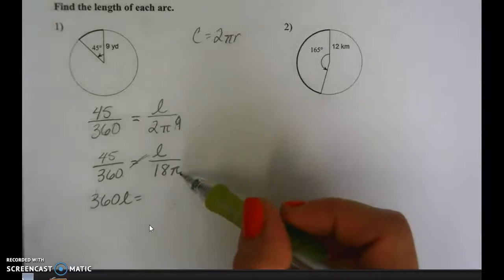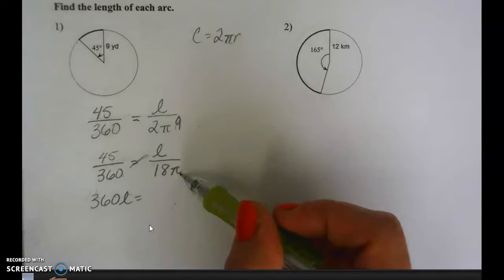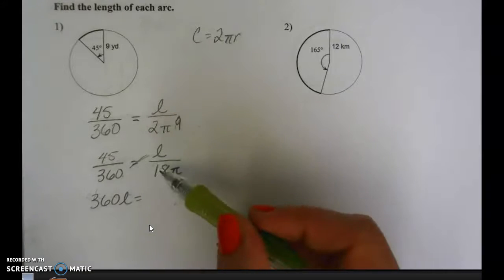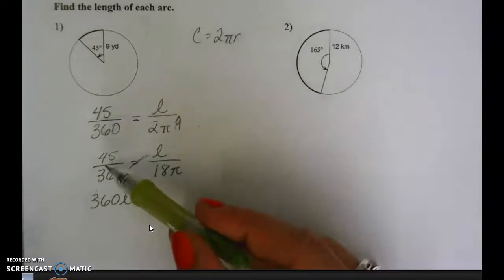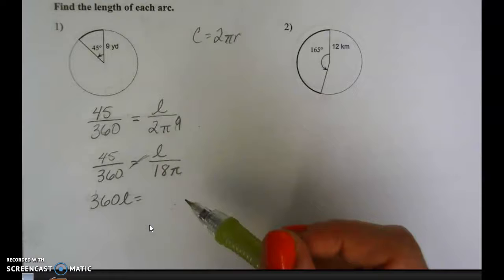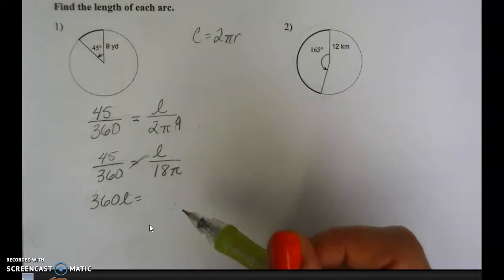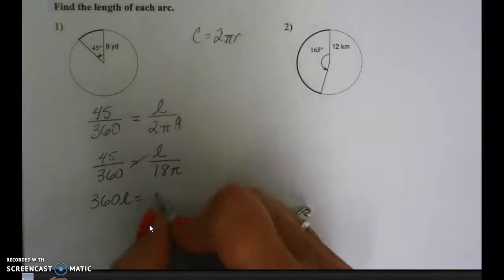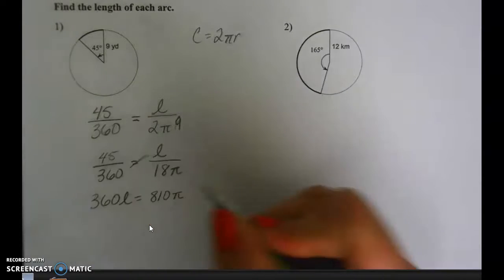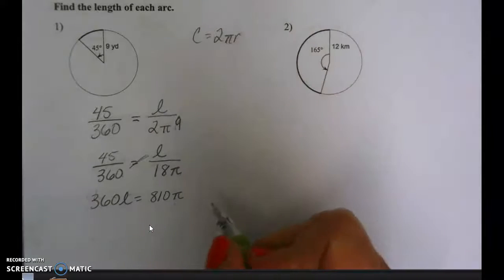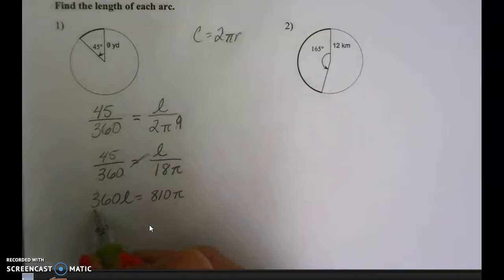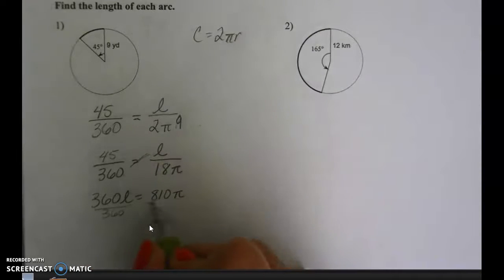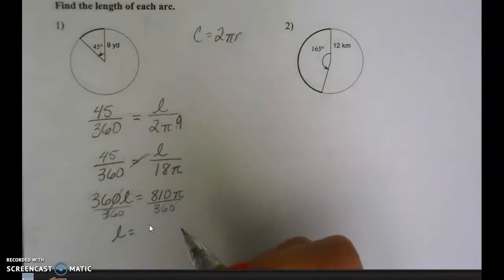So I'm going to leave the pi here and start working it out in terms of pi. I'll convert it to decimal at the end. It just makes my multiplication easier to do 18 times 45. And no, I don't know that off the top of my head. I have a calculator next to me. 45 times 18 is 810 times pi. Then what we do at the very end, all we have to do now is solve for L. So we just divide both sides by 360. That would give us L equals 810 divided by 360.